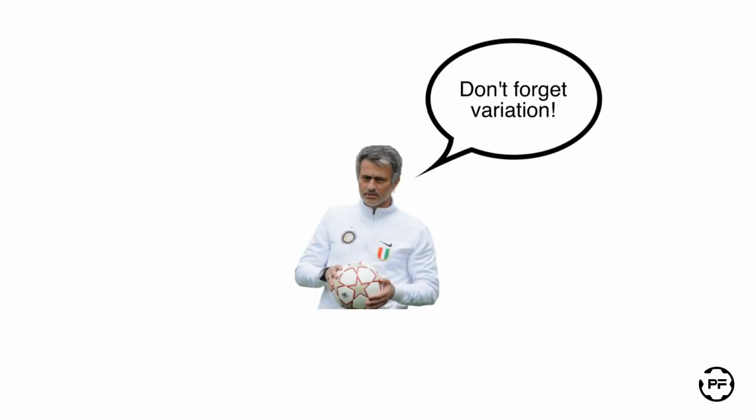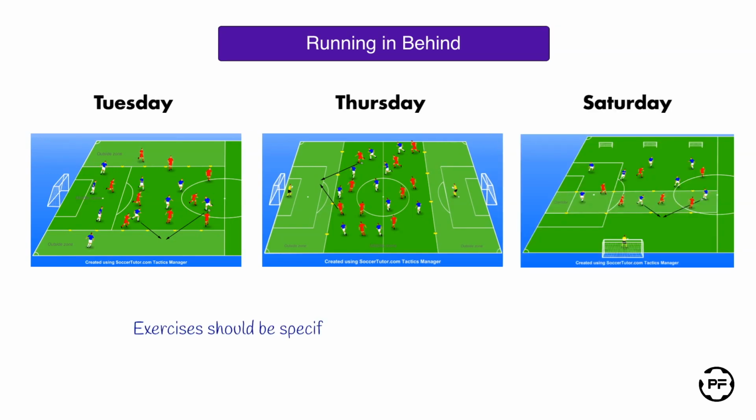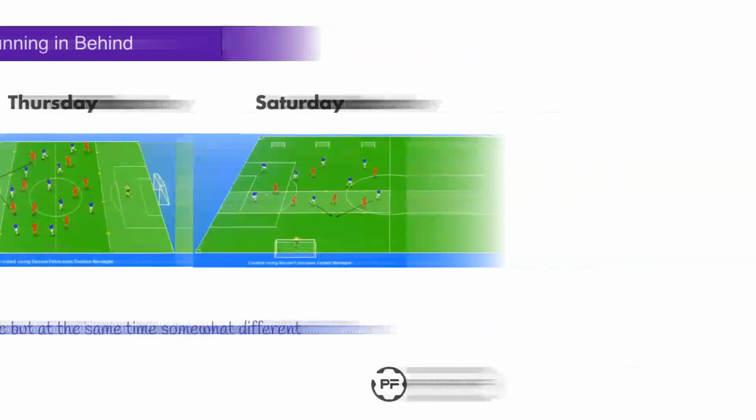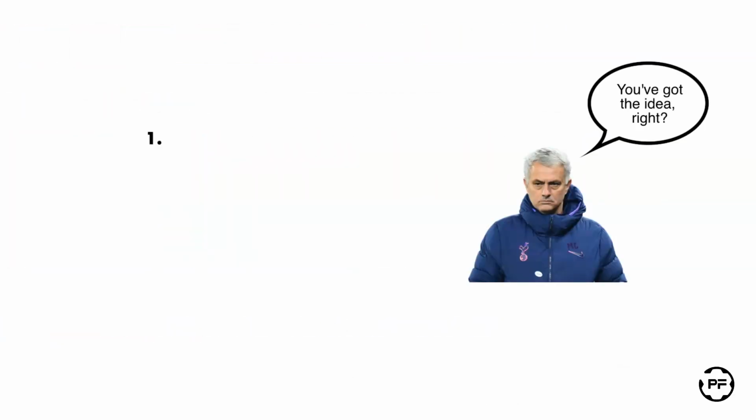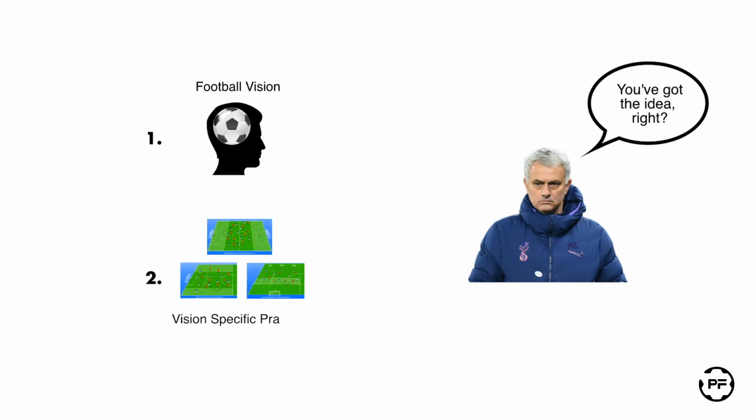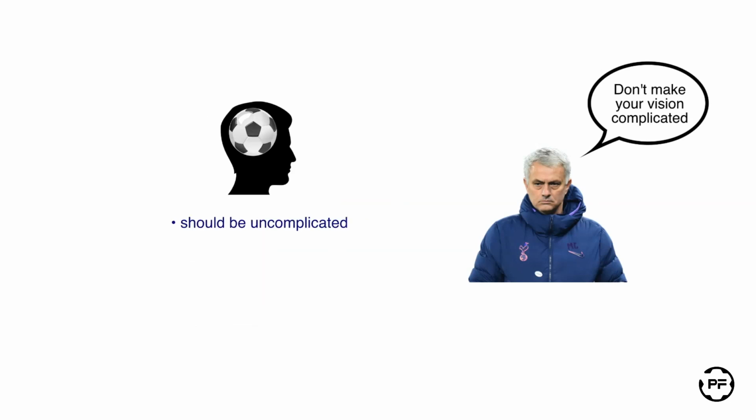Of course, there should be some variation in your training sessions, and you might consider designing somewhat different practices that are still specific to your football vision. I think you've got the idea that you first need to elaborate your own football vision and strategy, and only afterwards start designing some football practices that are specific to your vision. Do not make your vision too complicated in the beginning. Start with just 3 to 5 concepts you consider to be most important.